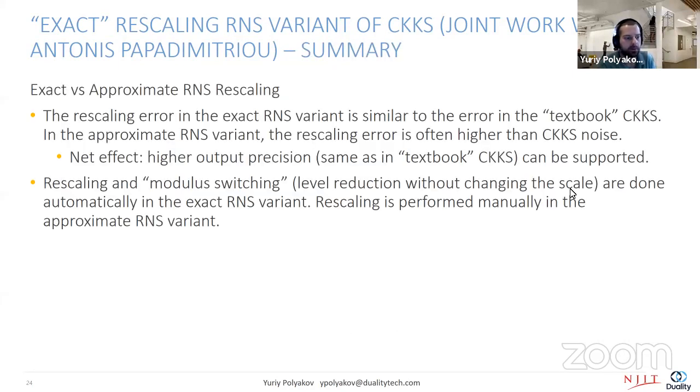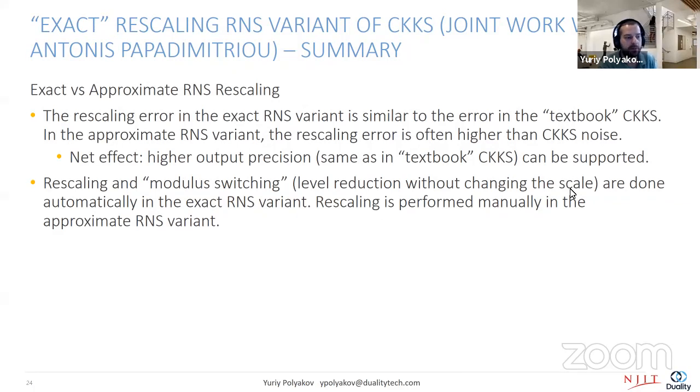So I'll try to fast pace this a little bit, so I could answer some questions related to CKKS. So the high-level story is this: the rescaling error in the exact RNS variant is basically very similar to the error in the textbook CKKS. So at least we solved that problem. And the net effect is that we get output precision, which is very similar to textbook CKKS precision.